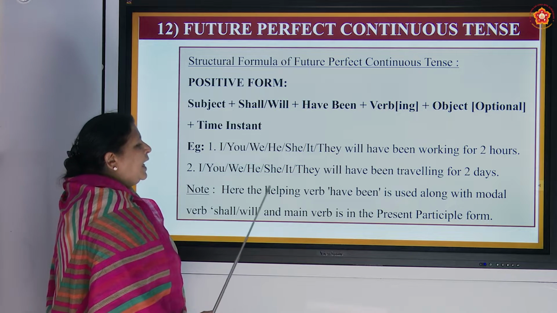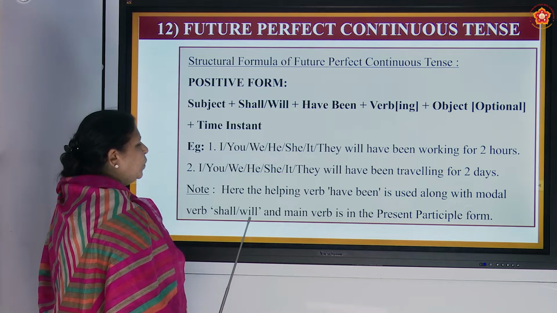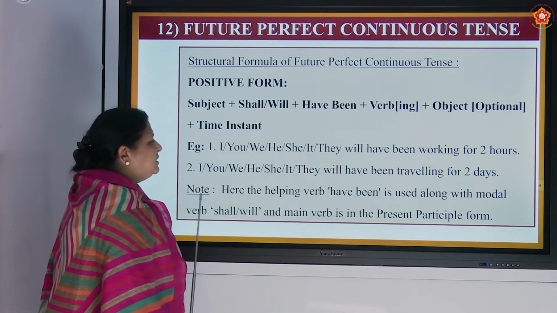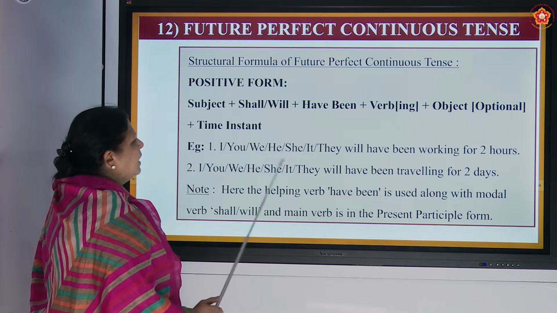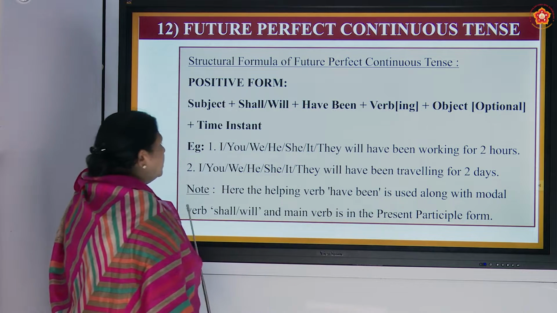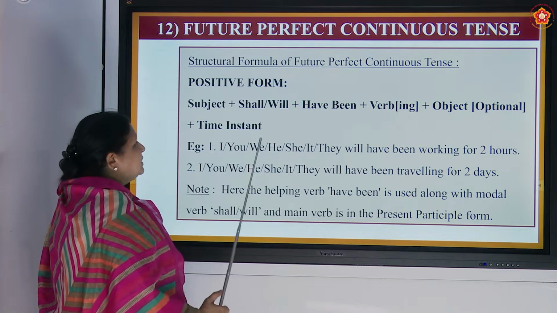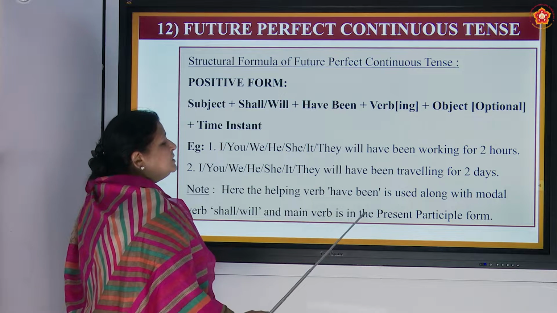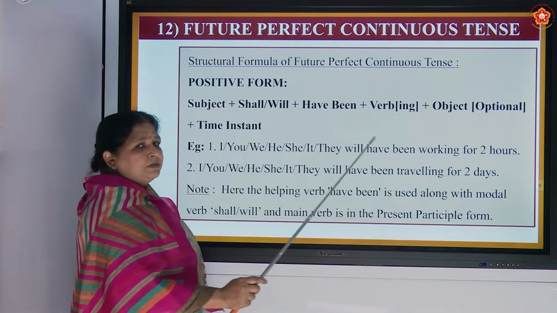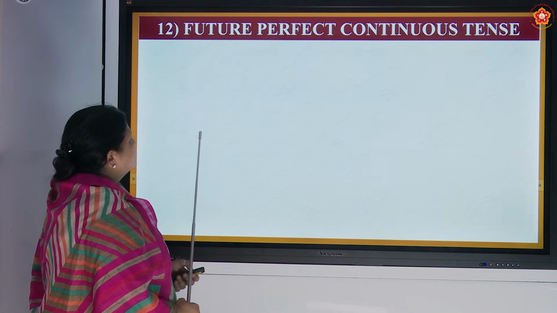Note, here the helping verb have been is used along with the modal verb shall, will, and main verb is in the present participle form. Okay. So, see the note again. Here the helping verb have been is used along with the modal verb shall or will. You can use some sentence shall also. And main verb is in the present participle form. So, the main verb work is in the present participle. So, it is going on, working. Okay, so you have understood this? Yeah, very nice.